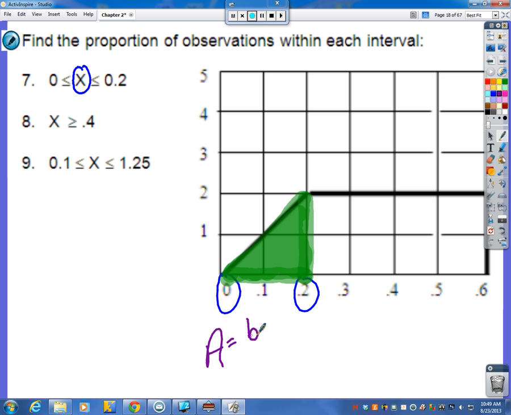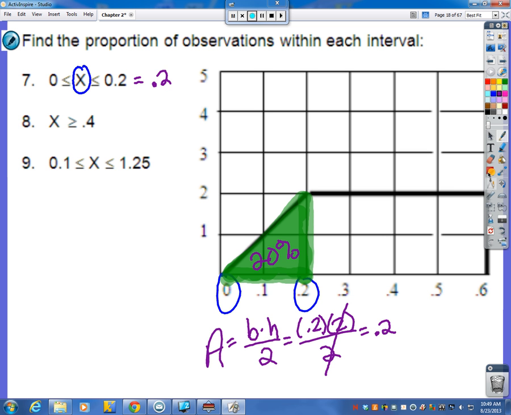Come on, people. It's base times height divided by 2, or 1/2 base times height. Well, your base here, how long is it from 0 to 0.2? It's 0.2. How tall is this triangle? Well, this triangle is 2 tall. And then divided by 2, well, those 2's are going to cancel out, leaving me with just 0.2. So the answer is 0.2 is the proportion, or you could say between 0 and 0.2, 20% of the entire curve is right there.